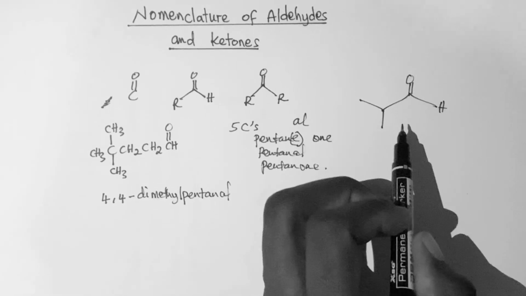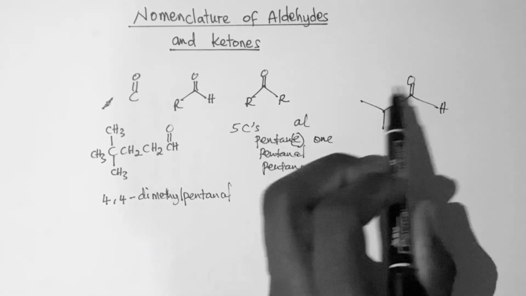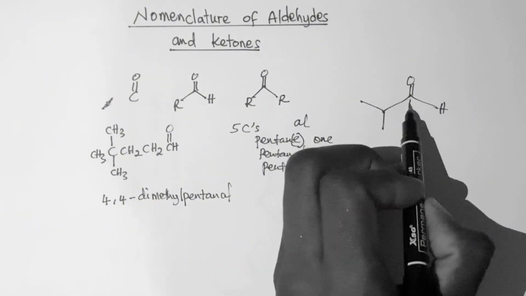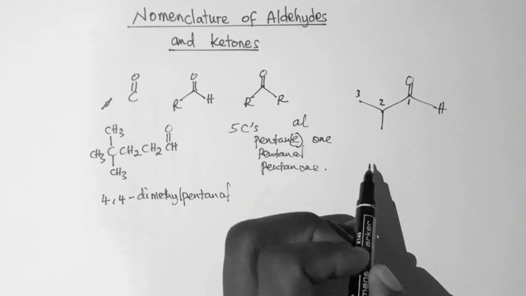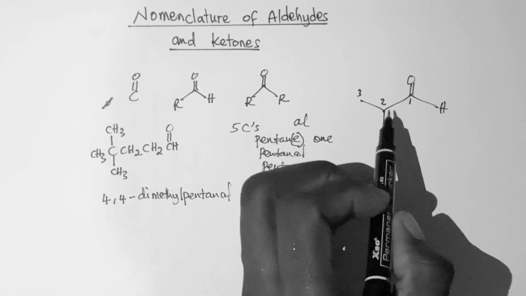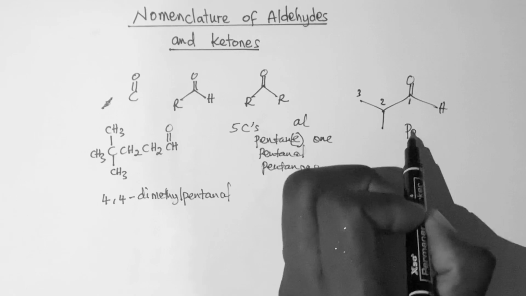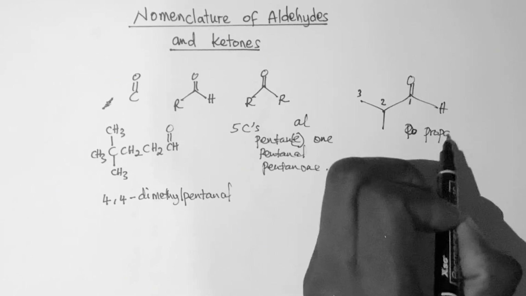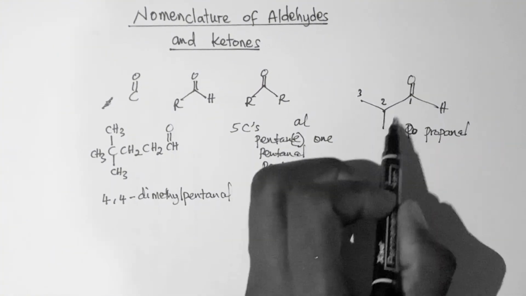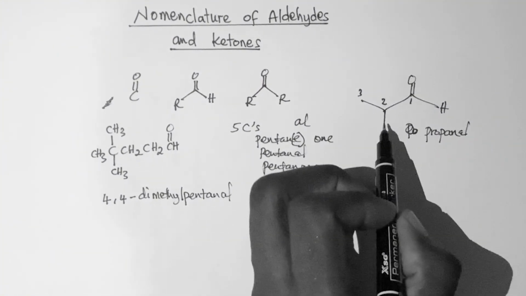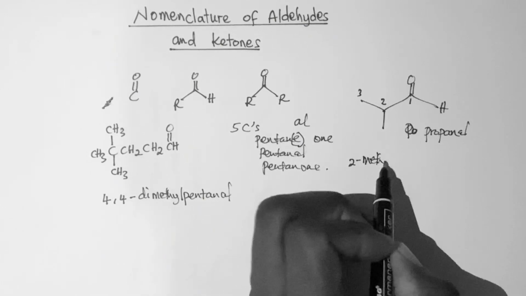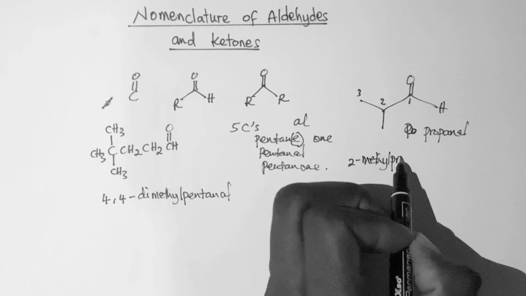So let's consider this aldehyde too. What will be the name of this aldehyde? First, let's determine the parent chain. This is carbon number 1, carbon number 2, and carbon number 3. So it is a propane. And because it's an aldehyde, we are talking about propanal. So the name will end with propanal. But we have a methyl substituent on carbon number 2. So we have a 2-methyl. So this becomes 2-methylpropanal.